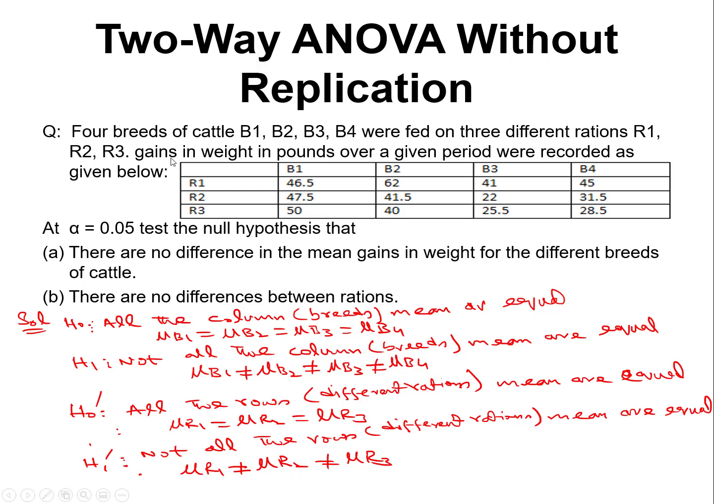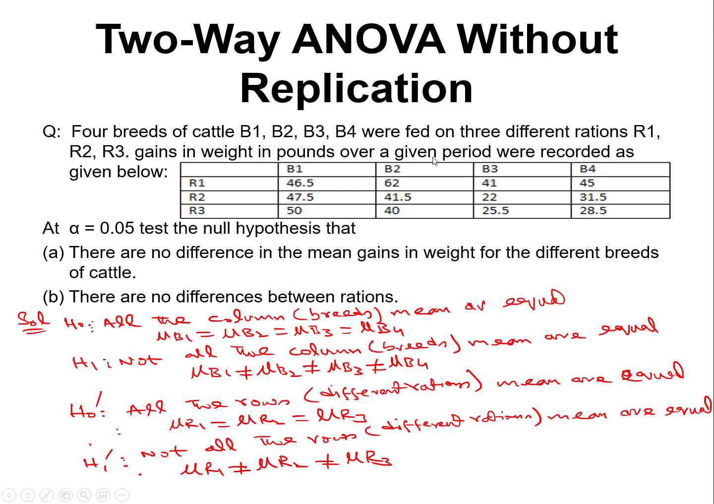For example, we have 4 breeds of cattle, B1, B2, B3 and B4. These different breeds of cattle were fed on 3 different rations, and they want to check the impact of these rations on the breeds' gain in weight, that is, what kind of effect these different rations have on their weight. Gain in weight in pounds over a given period was recorded as given below.